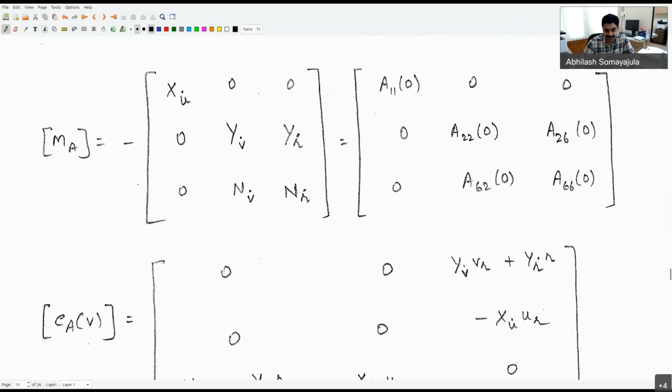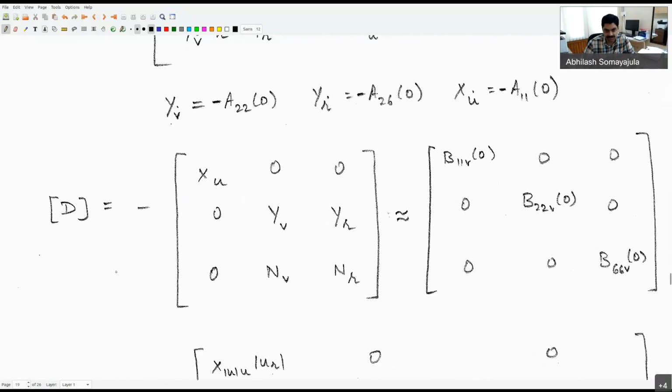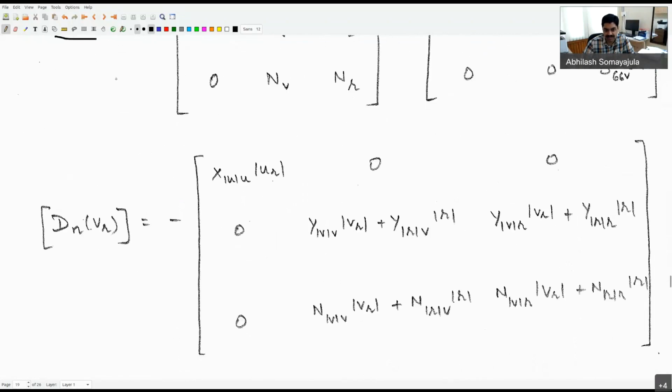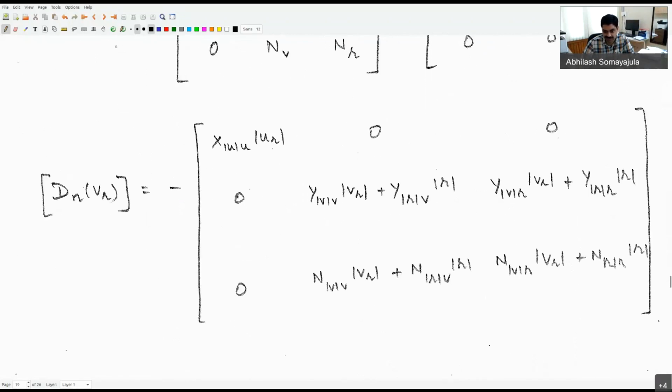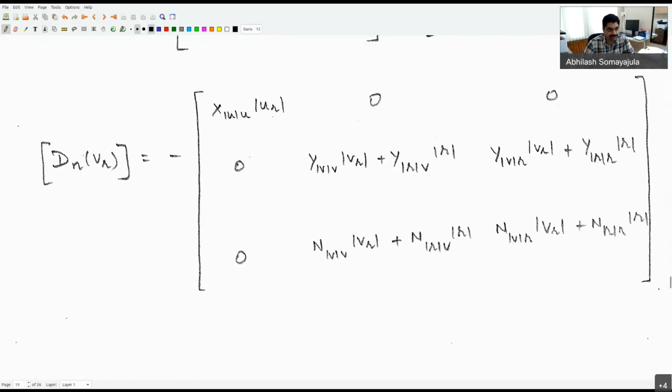Then we have the added mass matrix, the added mass Coriolis matrix, and again these approximations at zero frequency are working decently. Then the linear damping matrix and the so-called nonlinear damping matrix, just on the basis of what we just derived. That is how we will get the total picture.